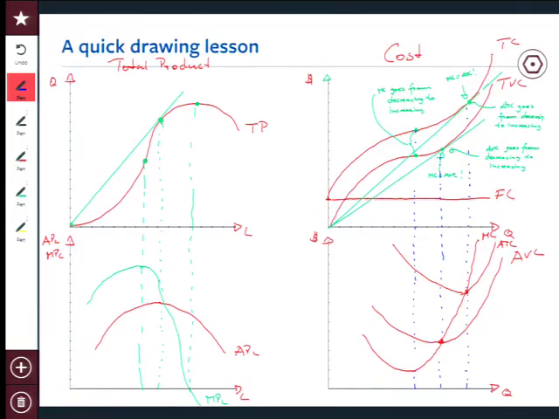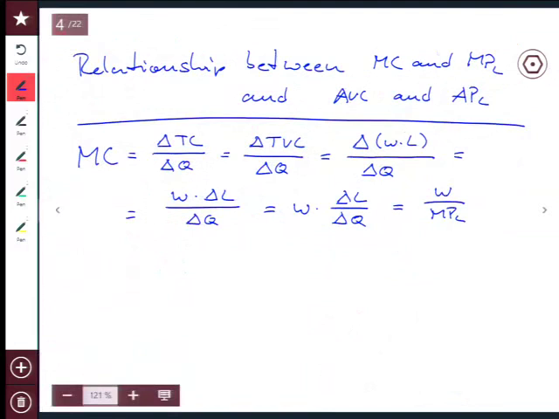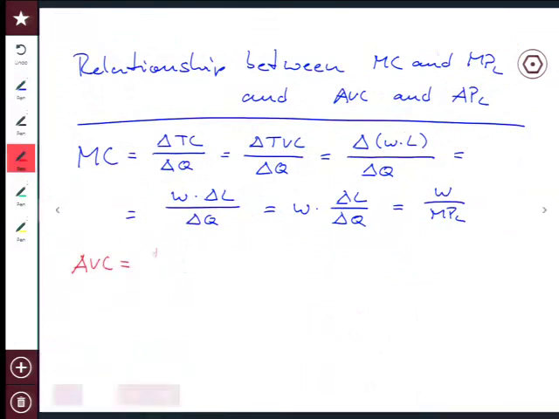How about average product of labor and average variable cost? Well, I'm glad you asked. Average variable cost is simply total variable cost over quantity. Total variable cost is wage times labor, over quantity. And again, if you stand on your head and look at that last expression, if we take the inverse of this, it's output per unit of labor. Output per unit of labor is the average product of labor, right? So average variable cost is equal to wage over the average product of labor.